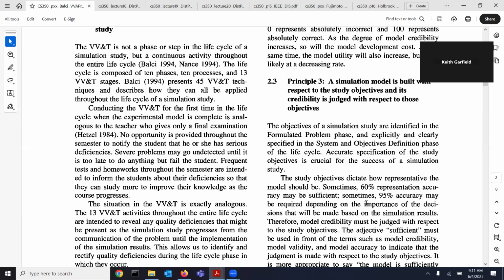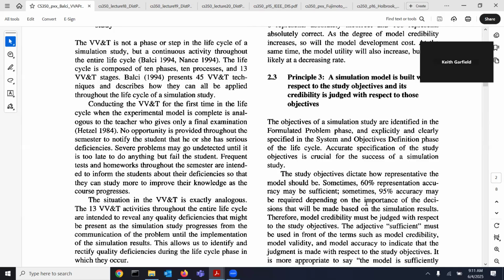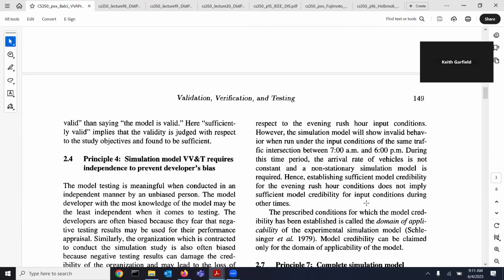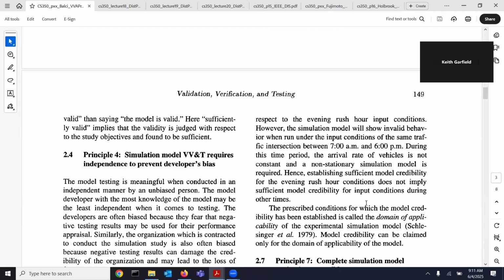So, just because you have a great system and you believe the results doesn't mean that other people will. And of course, you can't try to use your model for things it wasn't designed for. That leads into this one, which is requires independence.